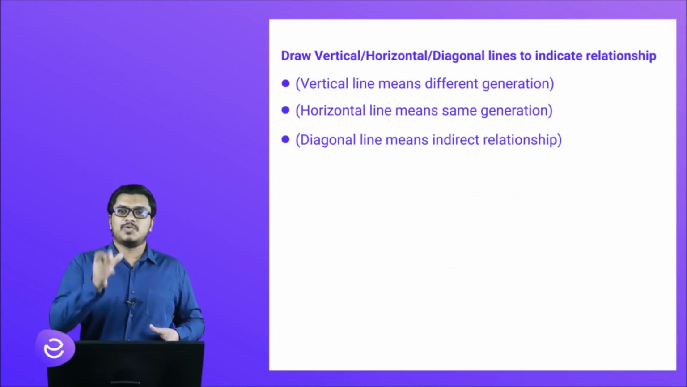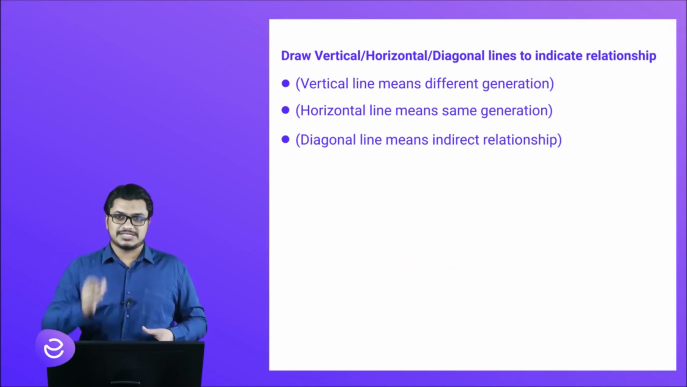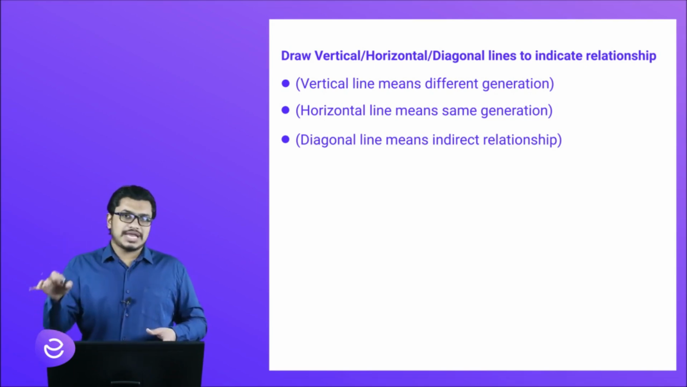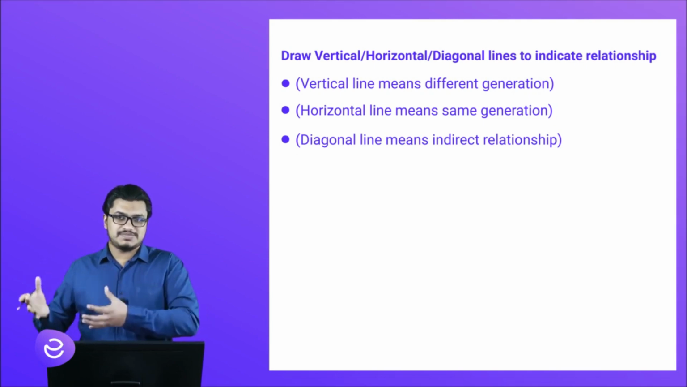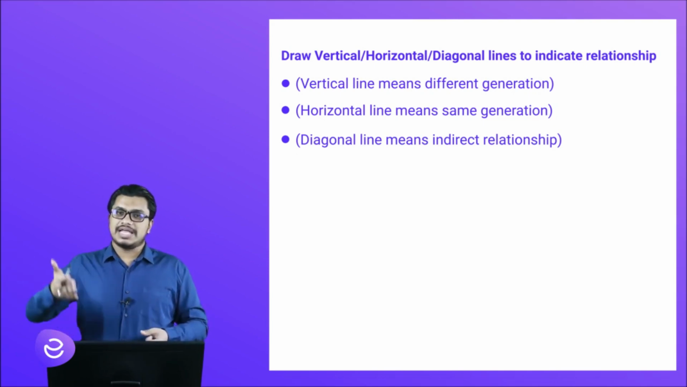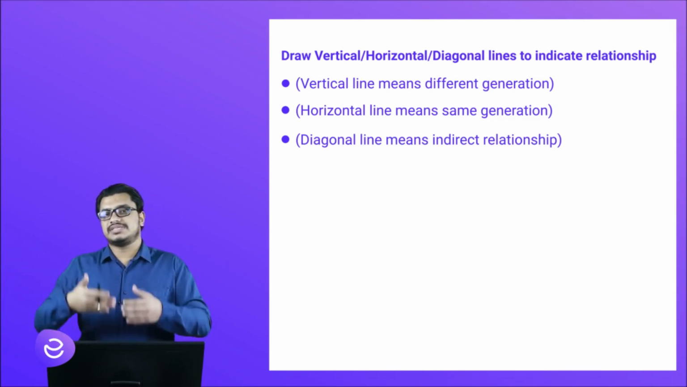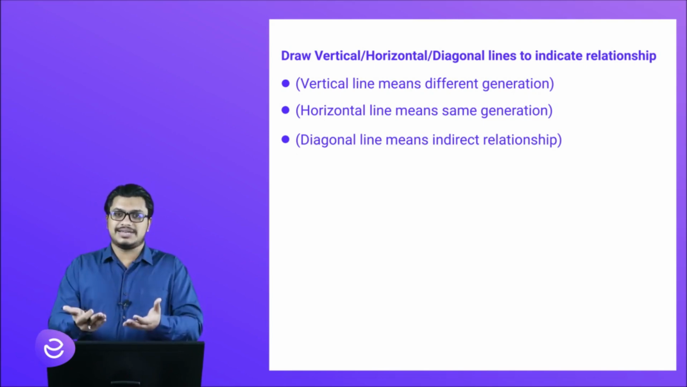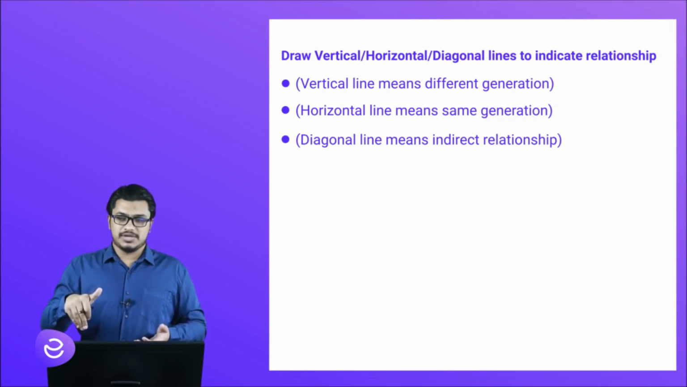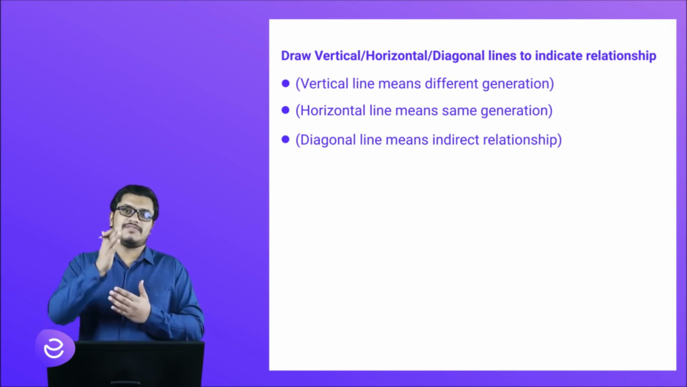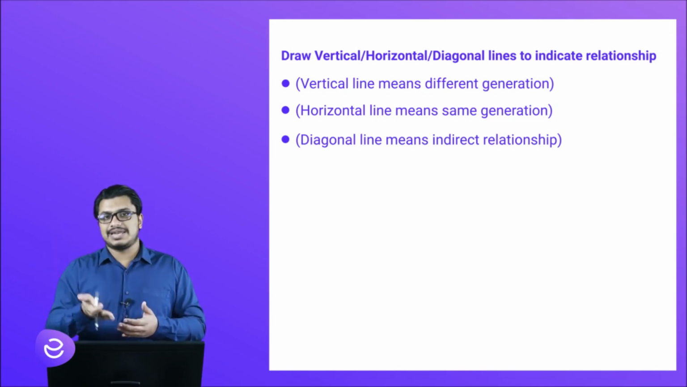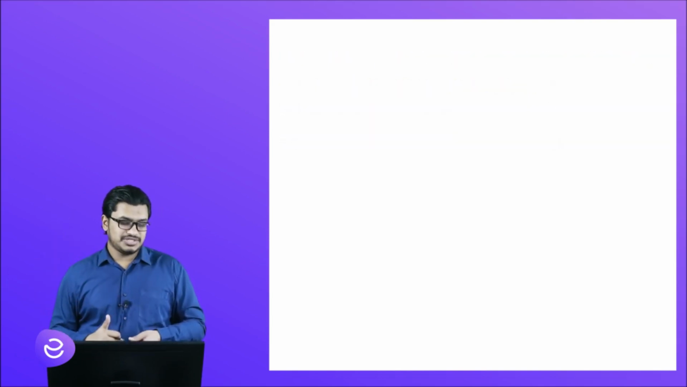I'll repeat it again. A vertical line means different generations: father, son, grandson. A horizontal line means same generation: husband, wife, brother, sister, etc. And a diagonal line means an indirect relationship, that is, we do not have a direct relationship, there is someone in between. So if it is uncle, it means my father's brother or my mother's brother. So we draw a diagonal line to denote indirect relationships.